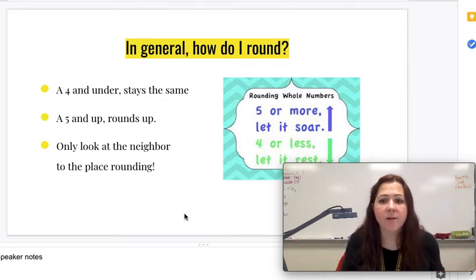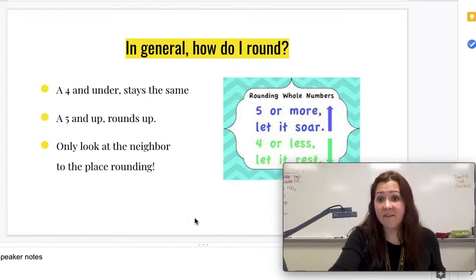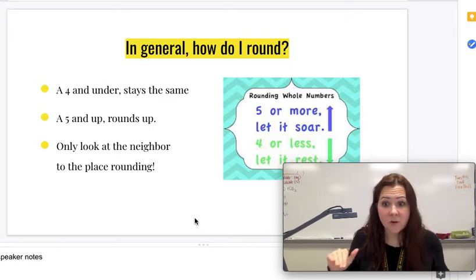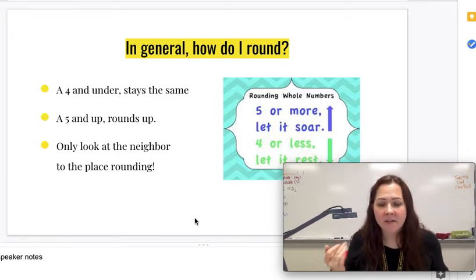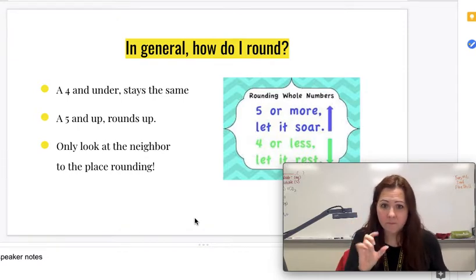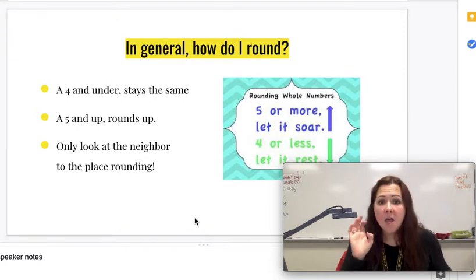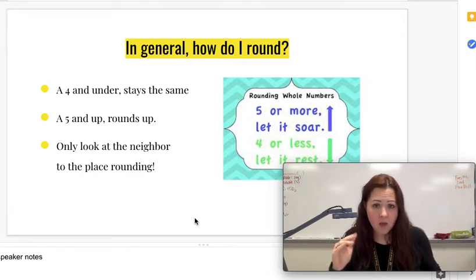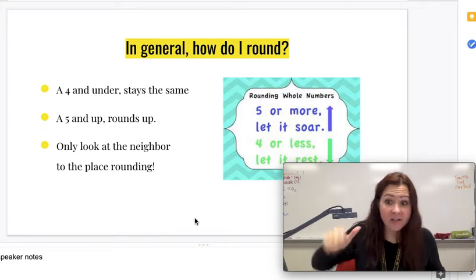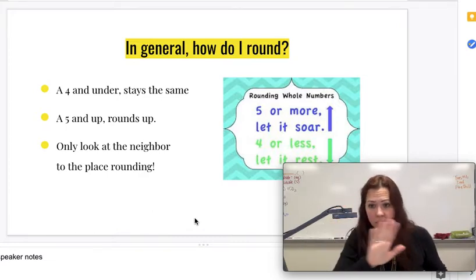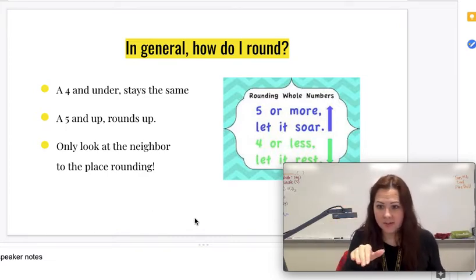So we're going to have to round a lot, going back to, I don't know, 5th grade, 3rd grade, I don't even remember when you guys rounded. My teacher used this little thing where it says 5 or more, let it soar, 4 or less, let it rest. All that means is if you have a digit that you're looking at to determine your rounding, so the next door neighbor, if it's 4 and under, it stays the same. However, if the next door neighbor that you're looking at is a 5 or bigger, it's going to go up a digit. So whatever you're rounding is going to go up or it's going to stay the same.